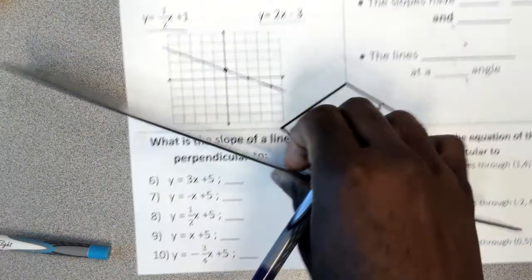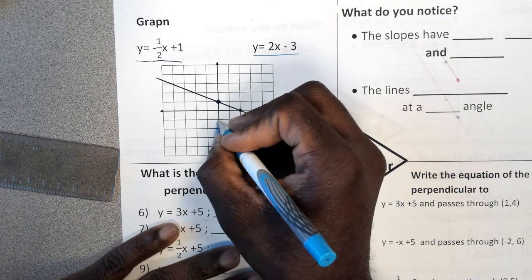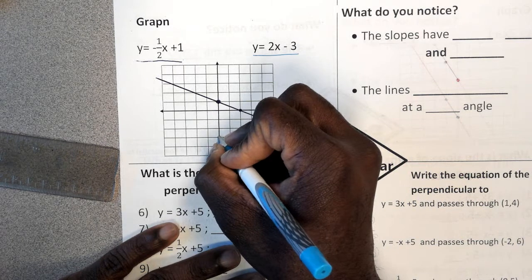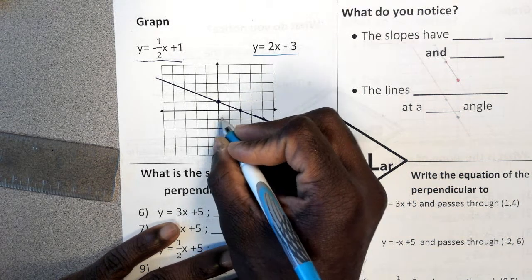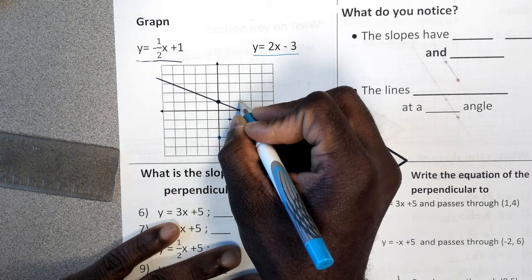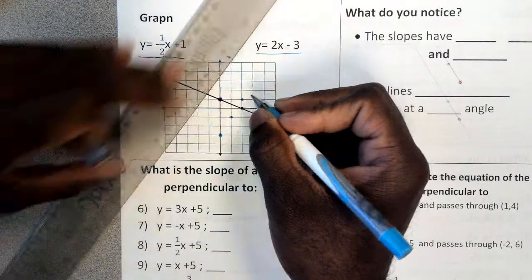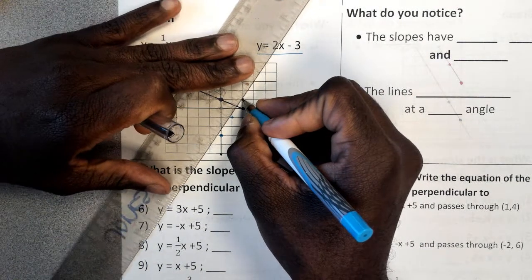And then we graph the other one. 1, 2, 3. Up 2 over 1. Up 2 over 1. I'm going to grab that too.